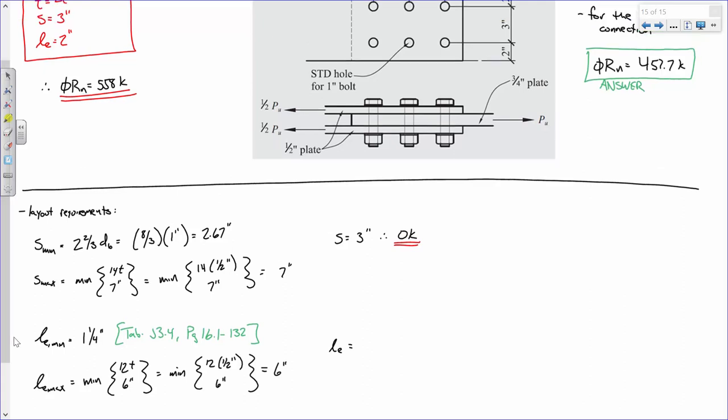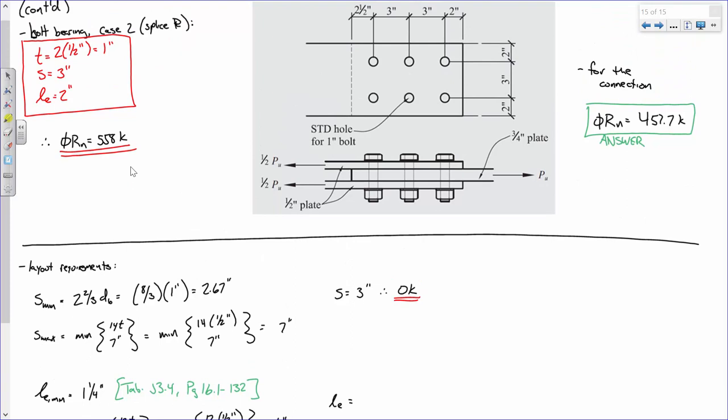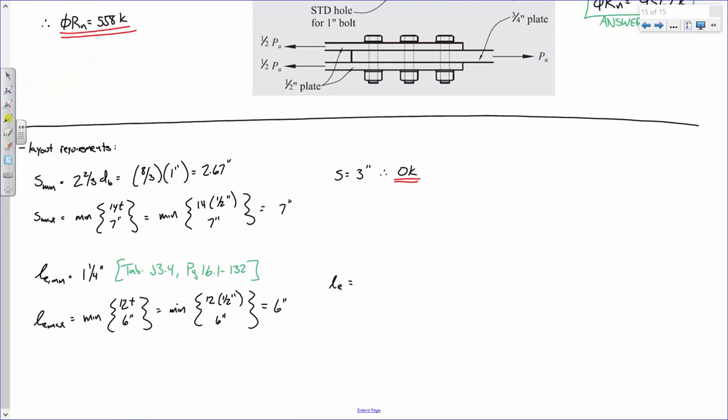Now we've got two edge distances. What are our two edge distances for this problem? Remember, there's always two cases. 2 and 2.5, right? Because it's 2.5 for the main plate, and for this plate, it's 2 inches. If you're trying to figure out which value to look at, maybe you look at the one that has the thinnest plate, or maybe you just look at both of them and say my edge distance is either 2 inches or 2.5 inches. But either way, that's okay. Sound good? That's pretty simple.